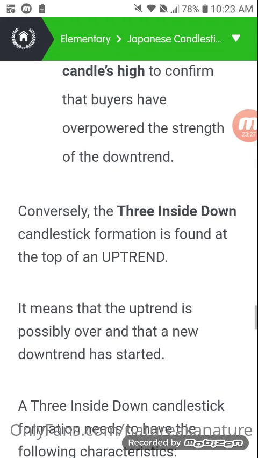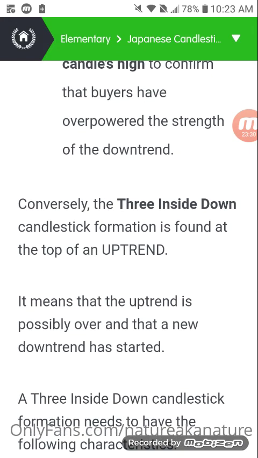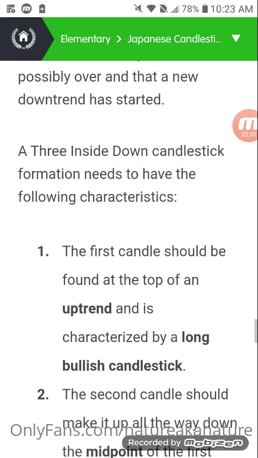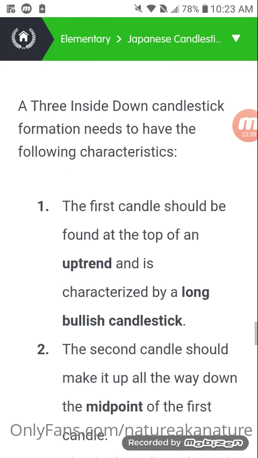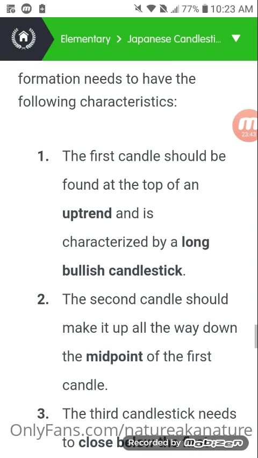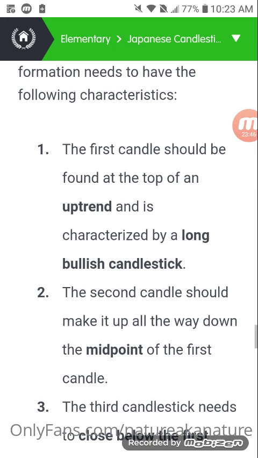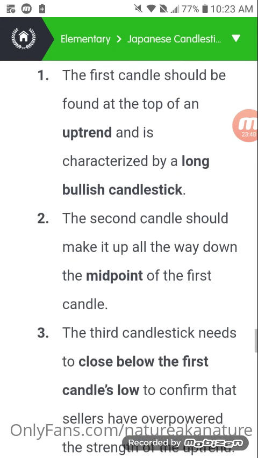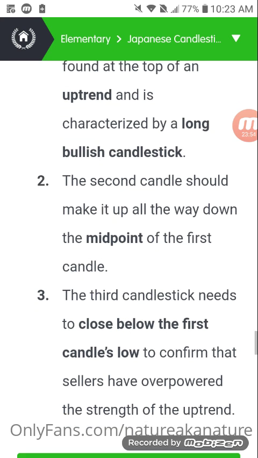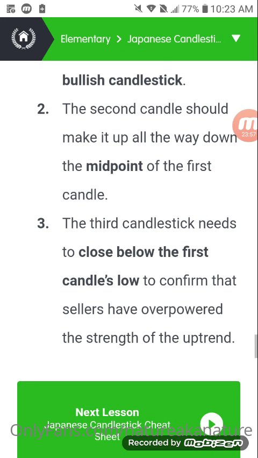For the opposite, the three inside down candlestick formation is found at the top of the uptrend, meaning that the uptrend is possibly over and that a new downtrend has started. The three inside down pattern needs to have the following characteristics. The first candlestick should be found at the top of the uptrend, representing the overall trend, and should be a long bullish candlestick. The second candlestick should be a bearish candlestick. It should make up the midpoint of the first candlestick, and the third candlestick needs to close below the first candlestick to confirm that the sellers have overpowered the strength of the uptrend.